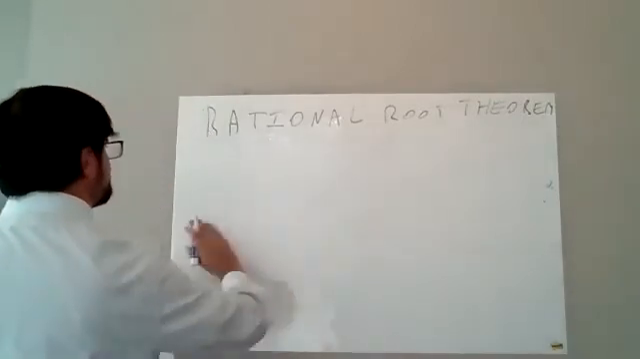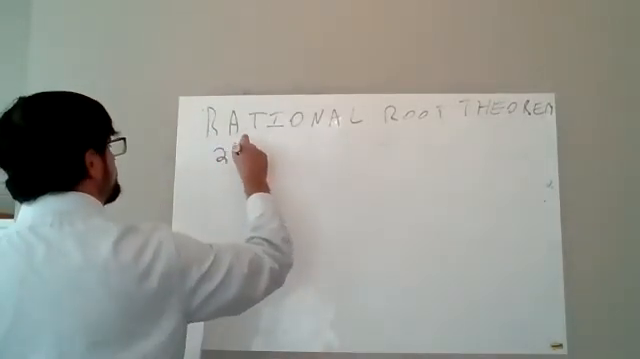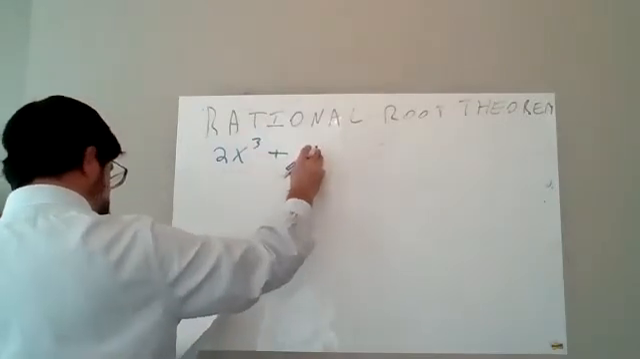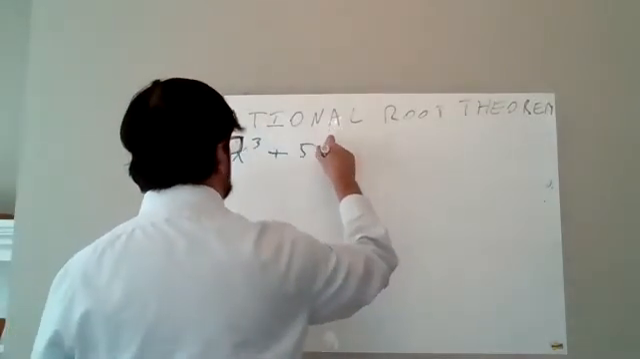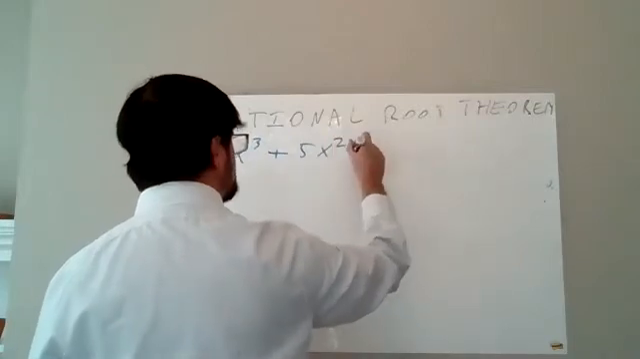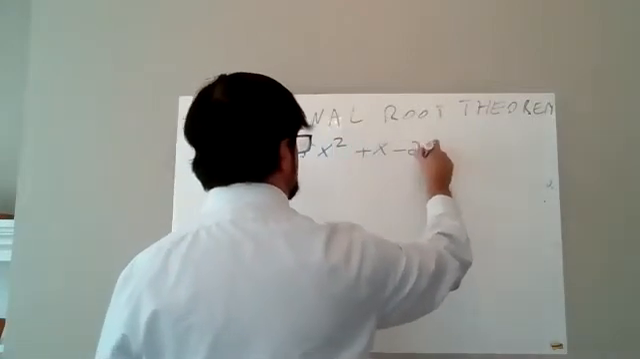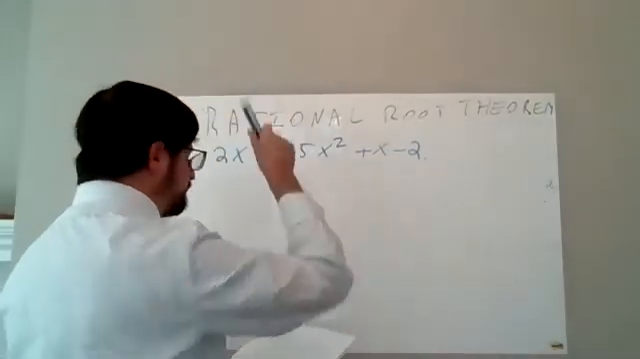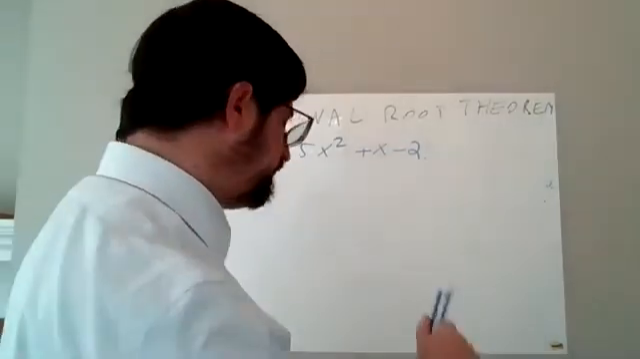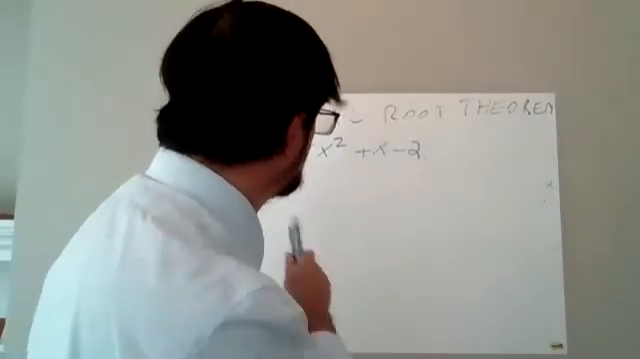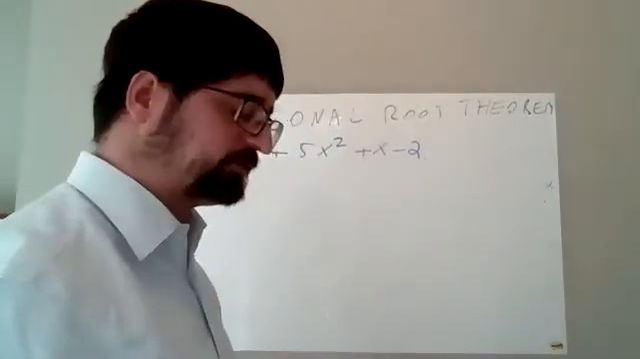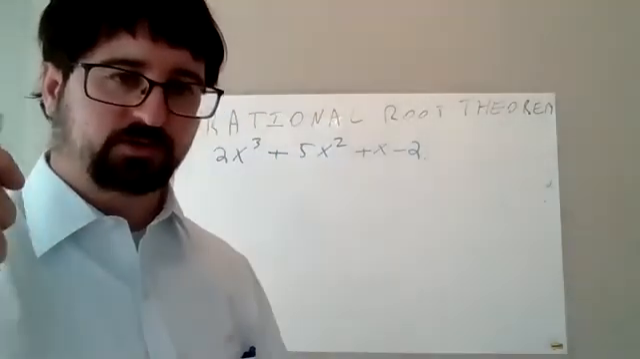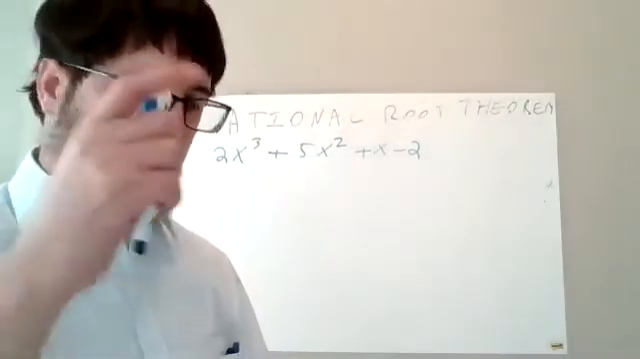Let's say we have the following polynomial: 2x cubed plus 5x squared plus x minus 2. Now, if you want to find the rational roots yourself for a moment, pause, work out what you think the potential rational roots are, and then continue the video. I will give you a second to pause now. All right.